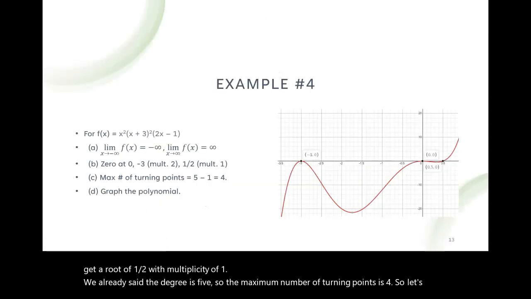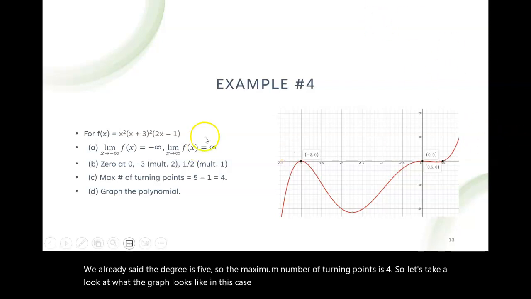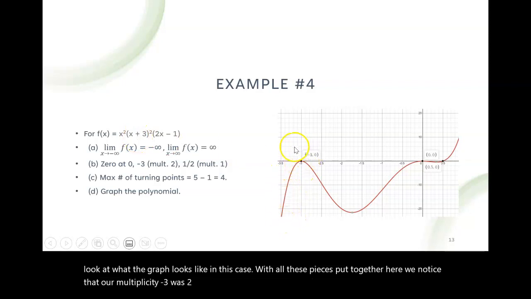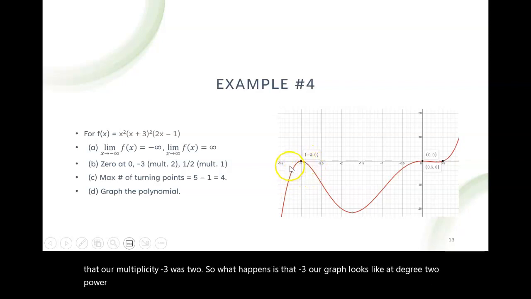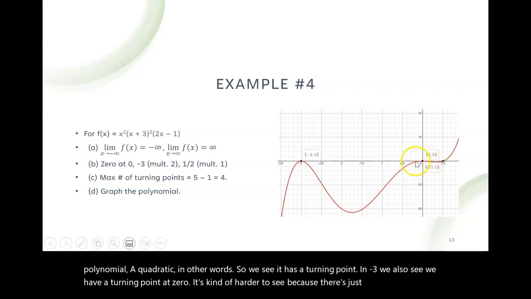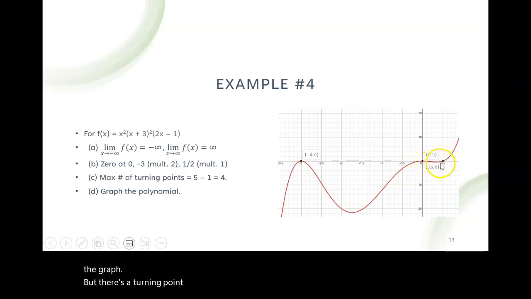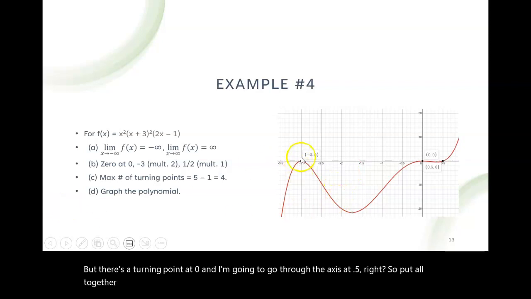So let's take a look at what the graph looks like in this case, with all these pieces put together here. Well, we notice that our multiplicity at negative 3 was 2. So what happens is at negative 3, our graph looks like a degree 2 polynomial, a quadratic in other words. So we see it has a turning point at negative 3. We also see we have a turning point at 0. It's kind of harder to see because there's just a really small bend in the graph there, but there's a turning point at 0. And then we're going to go through the axis at 0.5. All right, so put all together, we get this nice graph with 1, 2, 3, 4 turning points.